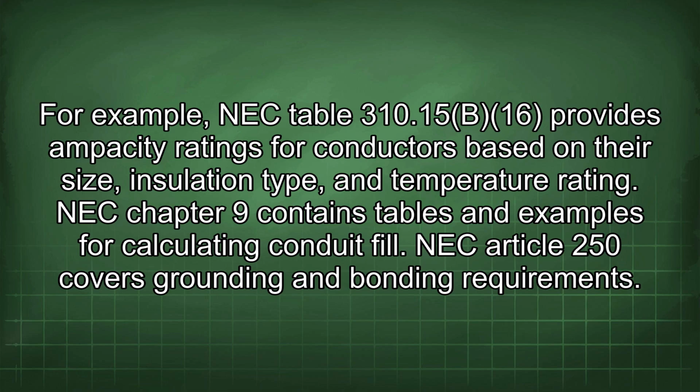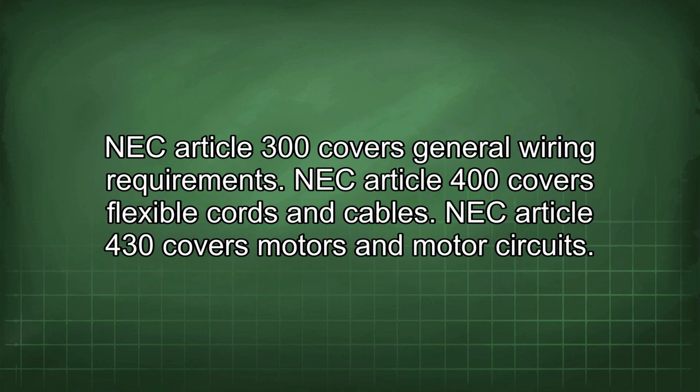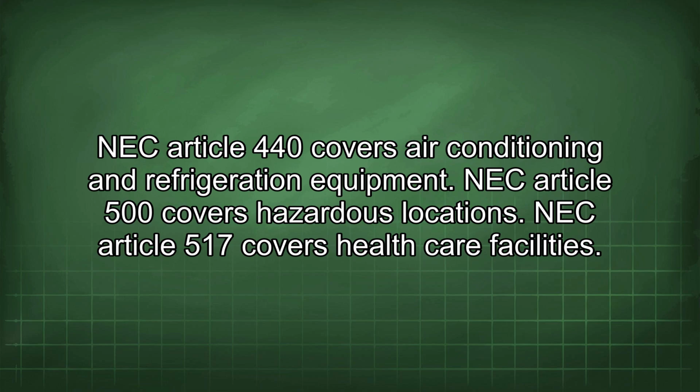NEC Article 250 covers grounding and bonding requirements. NEC Article 300 covers general wiring requirements. NEC Article 400 covers flexible cords and cables. NEC Article 430 covers motors and motor circuits. NEC Article 440 covers air conditioning and refrigeration equipment. NEC Article 500 covers hazardous locations. NEC Article 517 covers healthcare facilities.